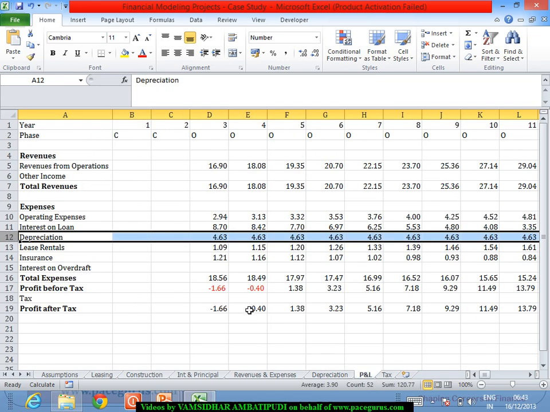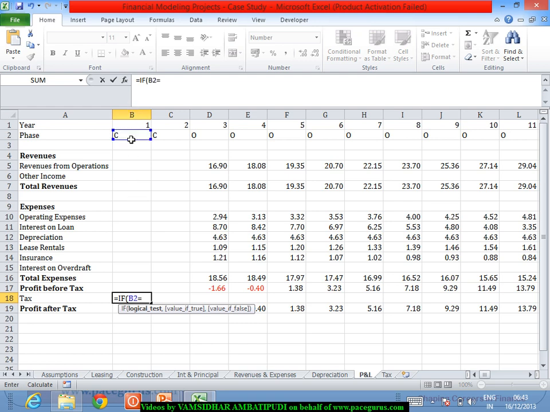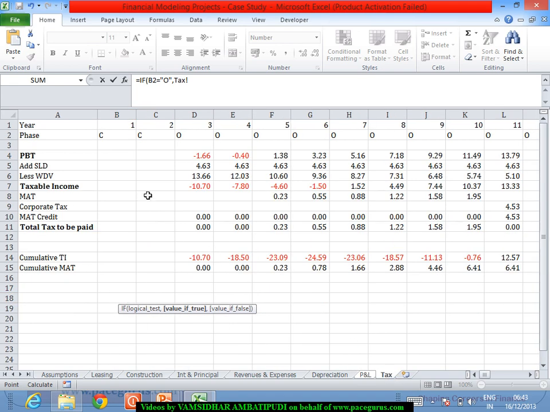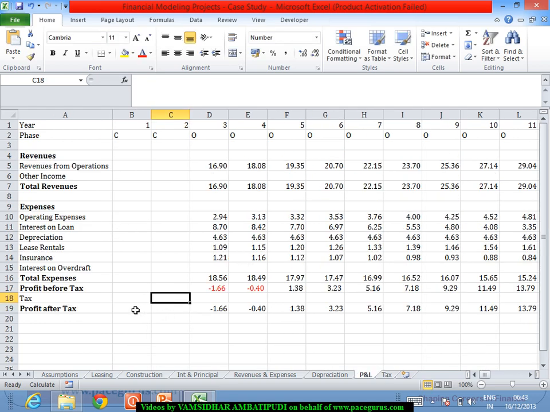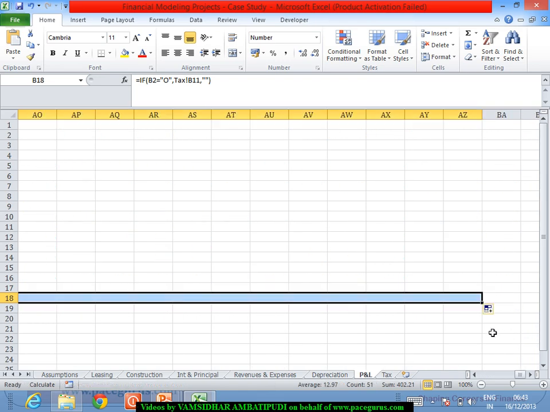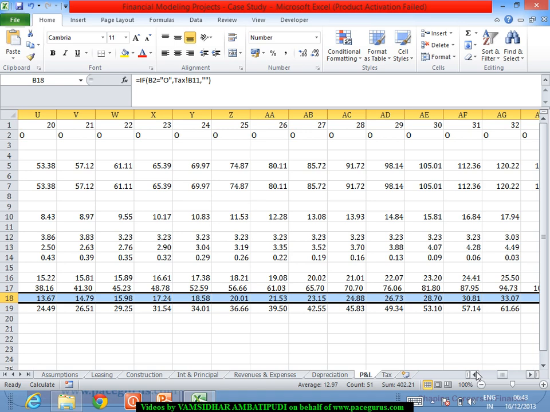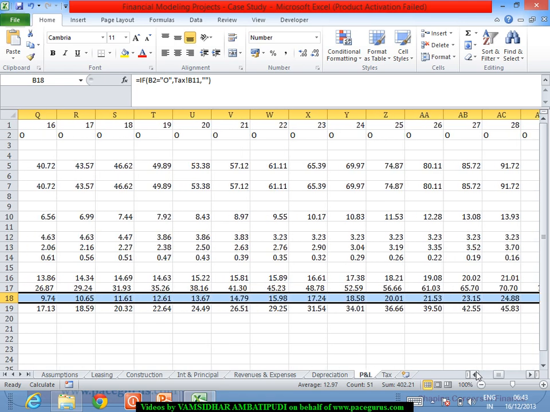So what I can do is, I'll come back to my P&L statement. Under this tax scenario, I'll again put, if this is equal to the operations phase, I will directly pull out the total tax to be paid from here, otherwise I'll replace it with a blank. So obviously another cyclical loop will start, because this is the tax incidence in each of these periods. Another cyclical loop will start, updating my P&L's profit after tax in each of the periods.